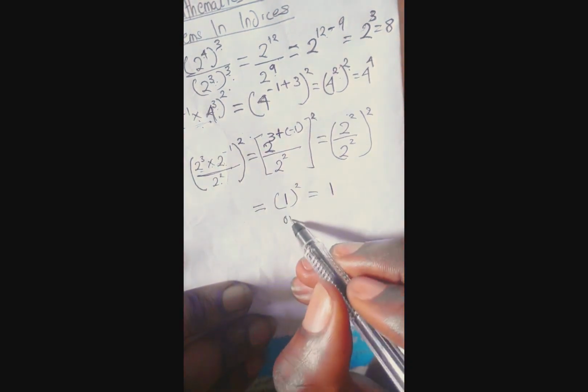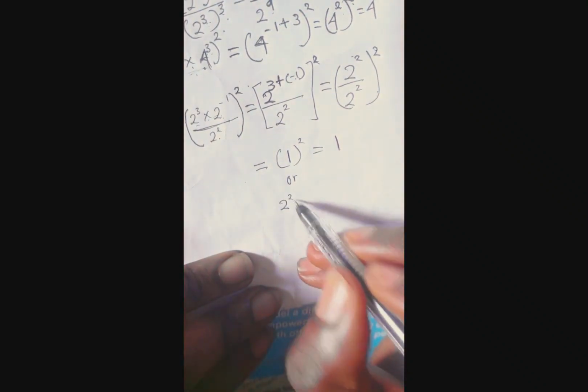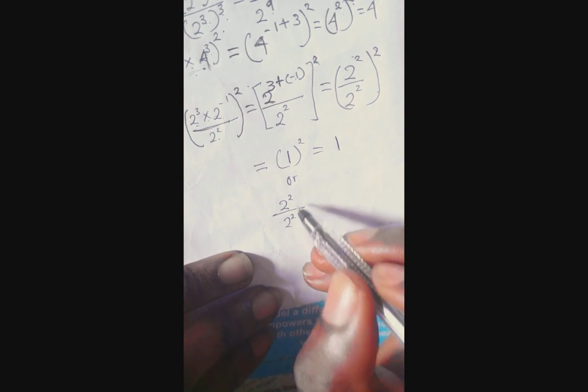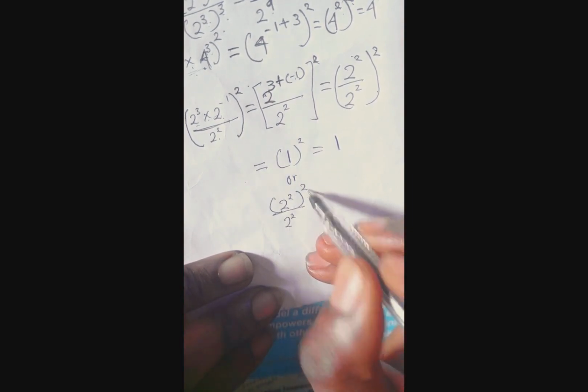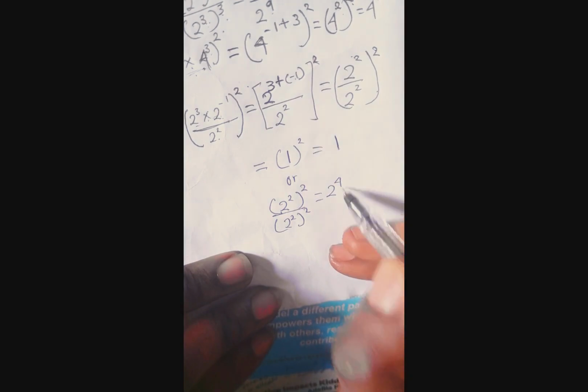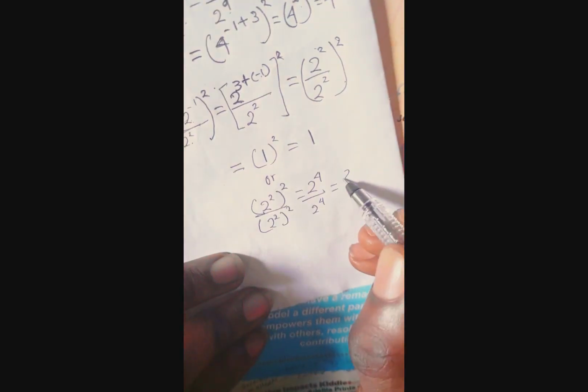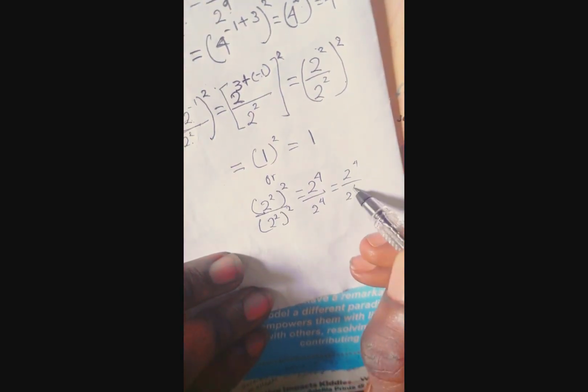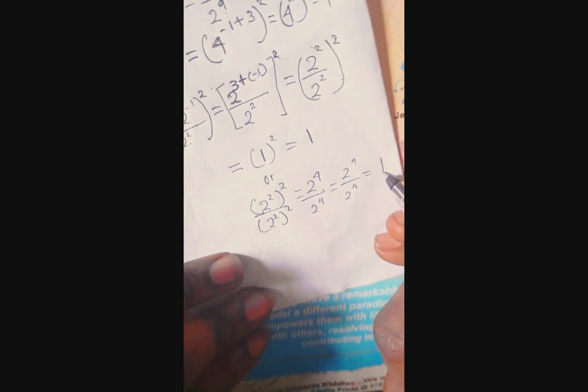Or we can say from this side, we have 2 raised to power 2 divided by 2 raised to power 2, then everything raised to power 2. And that will now be 2, multiplying the index, that will be 4, over, multiplying the index, that will be 4. And you have 2 raised to power 4 over 2 raised to power 4. And that is equals 1.